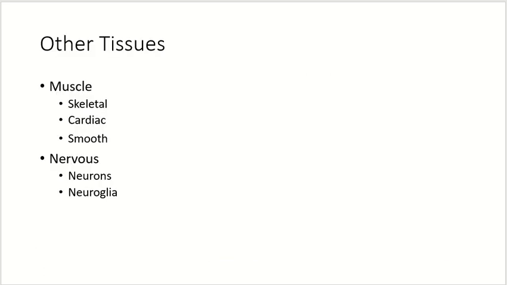Other types of tissue that we have not discussed but are still important: we have our muscle tissues. We've got skeletal, cardiac, and smooth muscle tissues. And we've got various types of nervous tissue. We've got neurons and neuroglia. Both of these types of tissue have their own entire chapters dedicated to them, so we're not going to discuss that now.